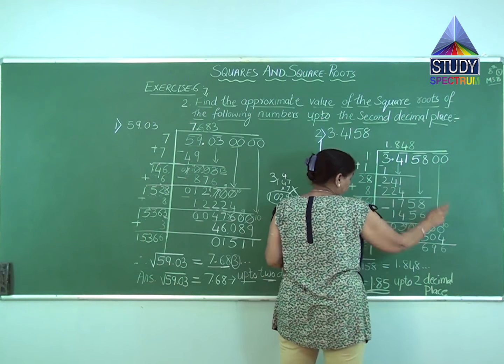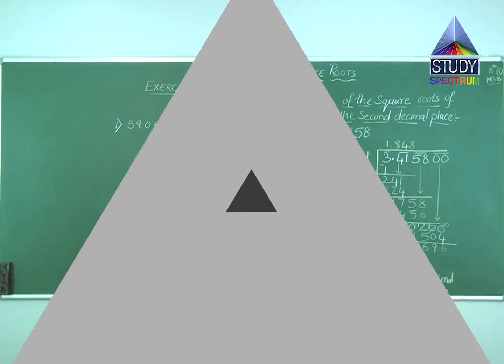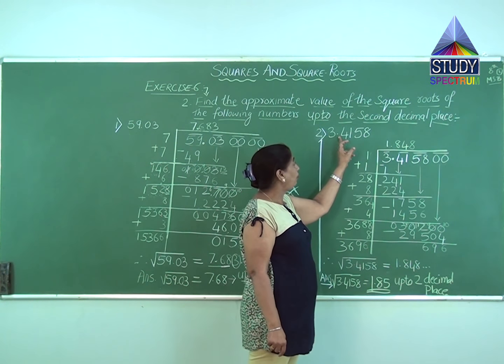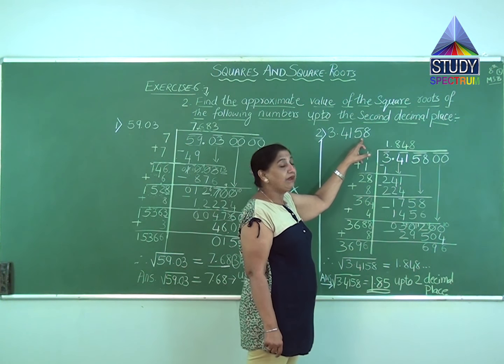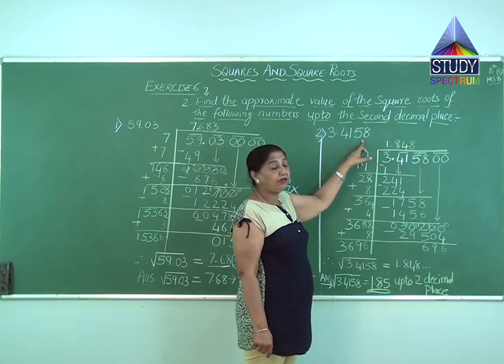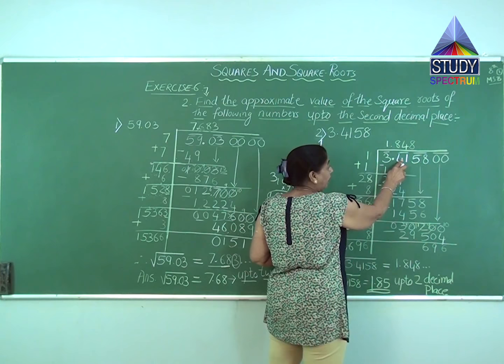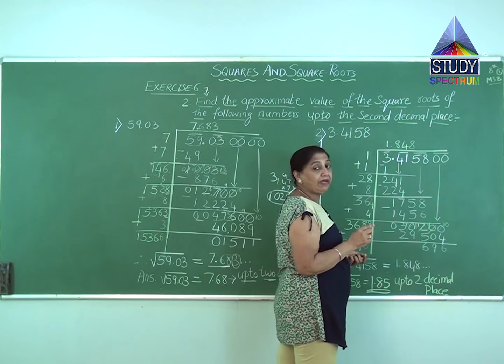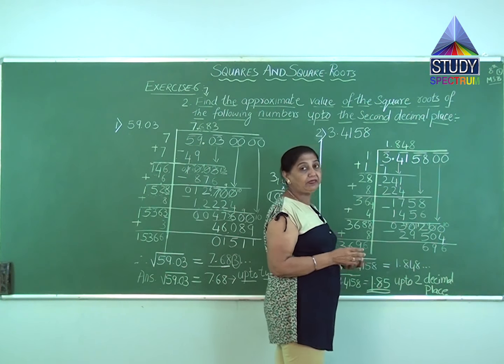So we will move to the second sum. The second sum is given 3.4158. Now here when I pair this number, you will see that there are already two pairs and this is a single number. Now as I have explained to you that to solve up to 2 decimal places, we have to take 3 pairs. So 2 pairs are already there, so for the third pair I will take 0, 0.